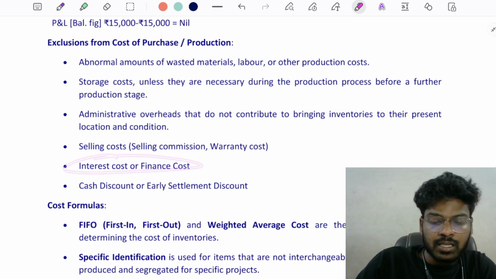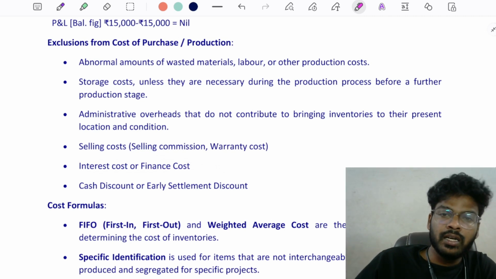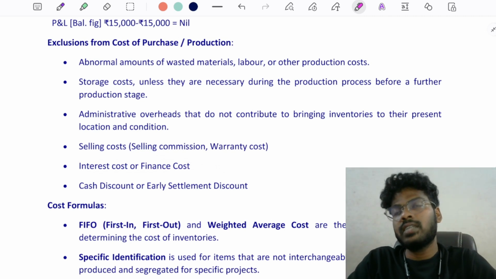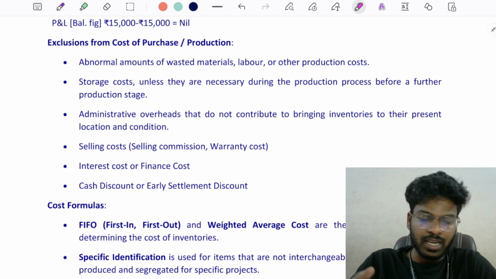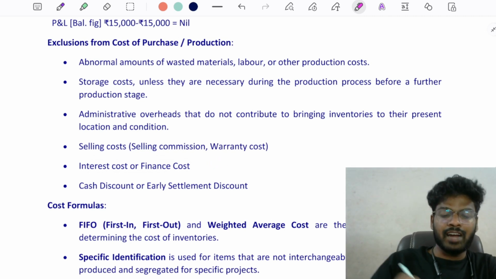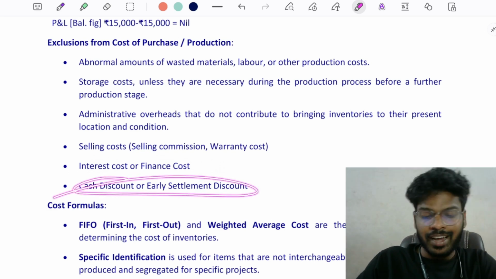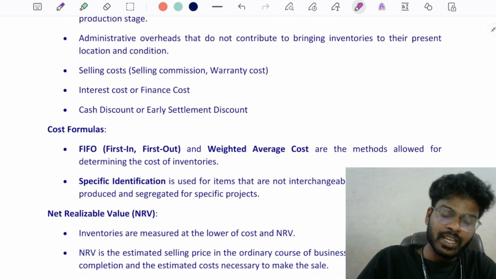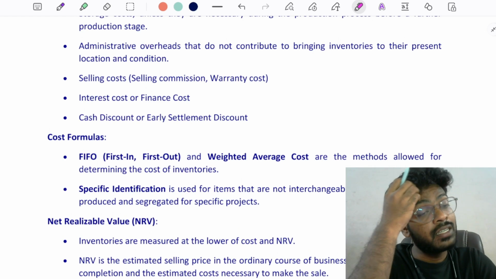Interest cost or finance cost, unless it is allowed by the standard. If the borrowing cost standard allows it, we can add it. Cash discount or yearly settlement discount.